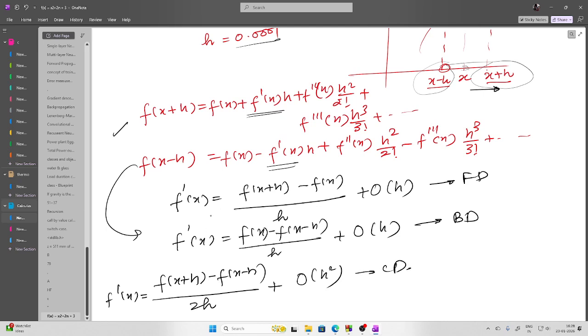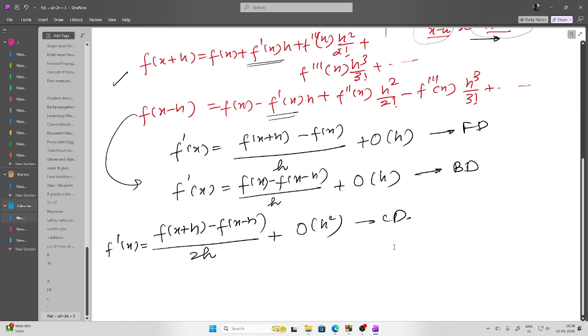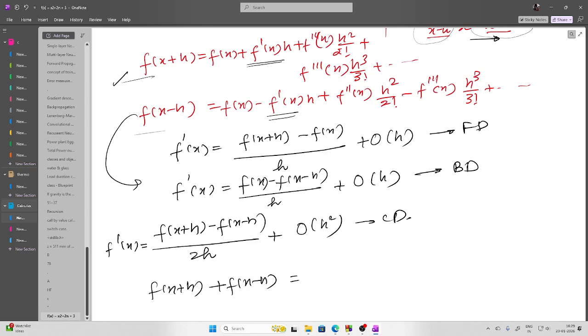Now this is all about the first derivative, but if you want the second derivative, then what? For the second derivative, you add these two equations. So if you add this and this, what will you be getting? f(x plus h) plus f(x minus h), and on the right hand side this will get cancelled out and you will be getting f(x), and then twice f double prime x h square by 2 factorial, and then the h cube term will be cancelling out.